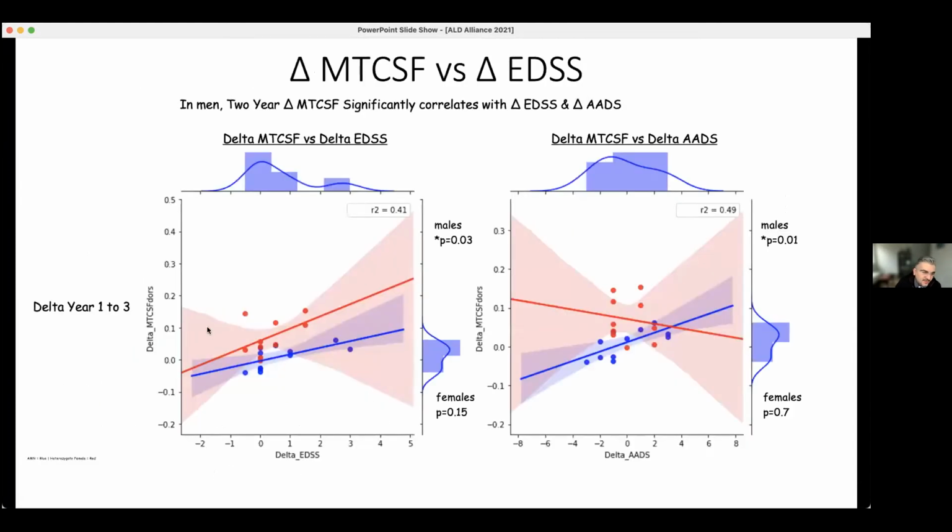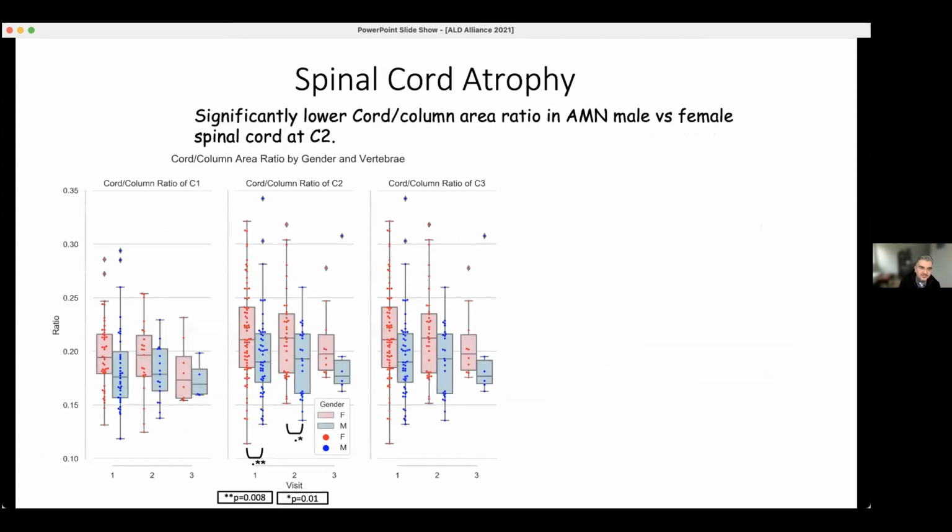And again, if you look at the change of this magnetization transfer signal versus the change in neurological disability, we do see a nice correlation, and it's significant in males. It's not significant in women, but that implies that this imaging is changing over time. And again, it could potentially be used as a surrogate measure of outcome.